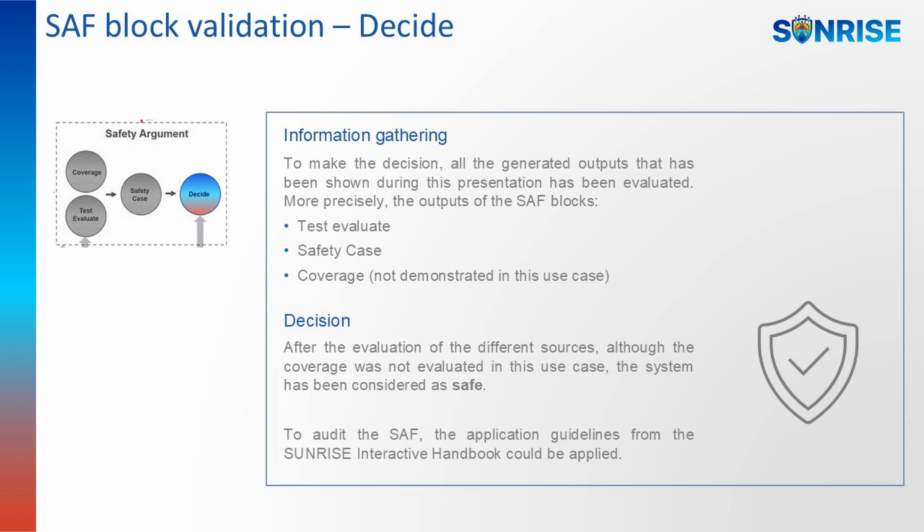Here, all previously generated outputs are brought together to support a final safety argument decision. This includes results from the test evaluate, the safety case, and, although not demonstrated in this use case, coverage. After reviewing all sources, although the coverage was not evaluated in this use case, the system was assessed and has been considered as safe. For formal auditing, for example, from the perspective of a type approval authority, the Sunrise Interactive Handbook provides application guidelines that can be followed.